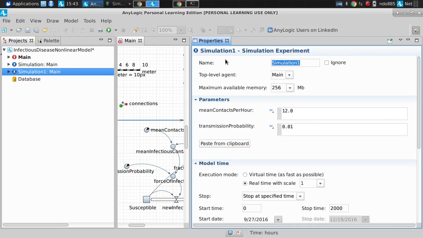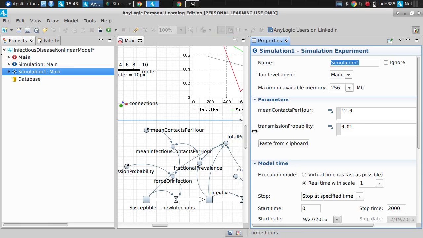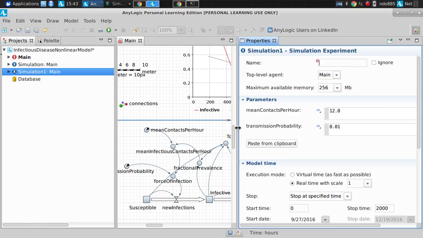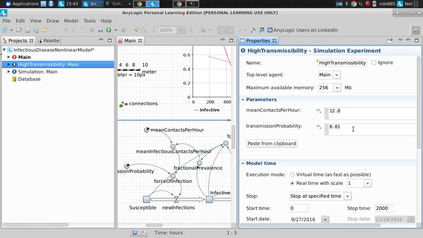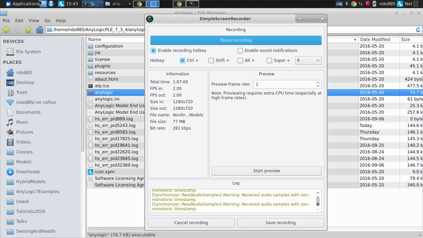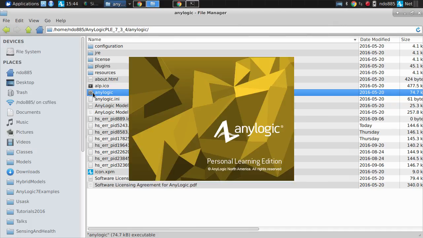Okay, ladies and gentlemen, we're going to say high transmissibility. We're going to change the transmission probability from 0.01 to 0.05. Sorry, ladies and gentlemen, you can ignore what's going on my screen. To 0.05. And I would like you to run that now, okay? And I'd like you to comment on the results.